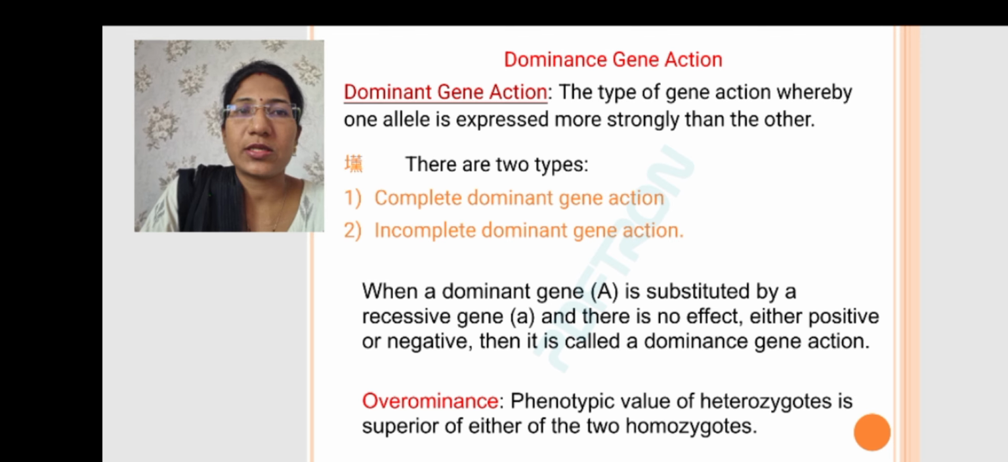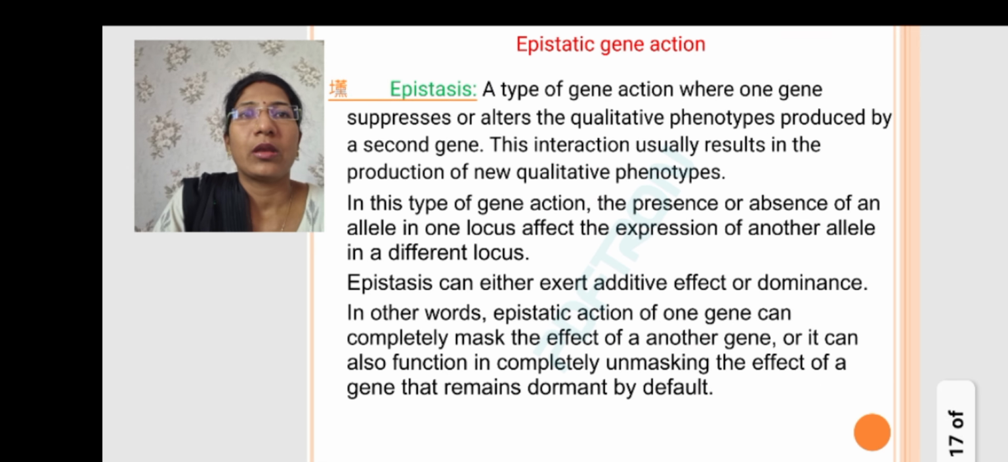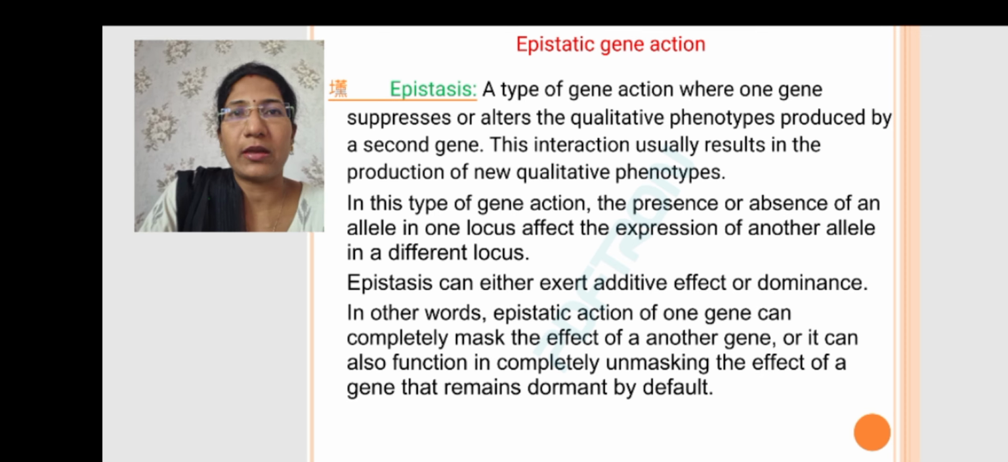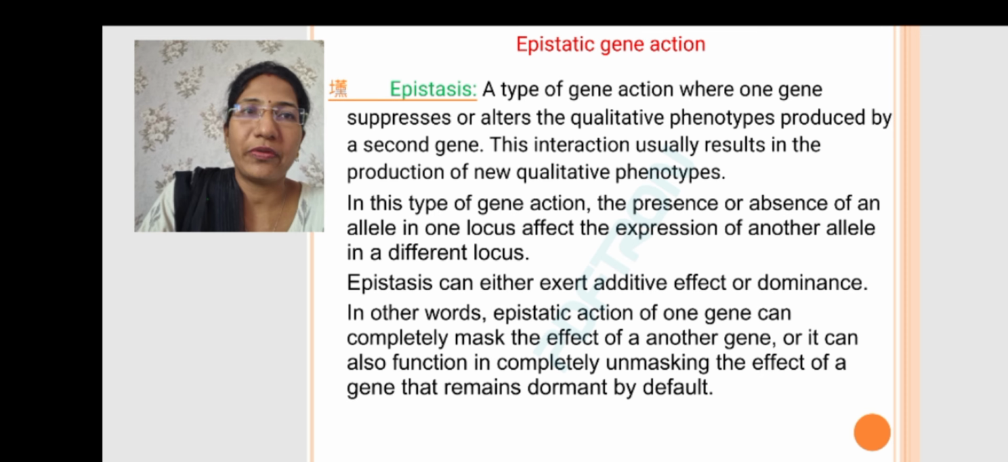Then over dominance: in over dominance, the phenotypic value of the heterozygote is superior to either of the two homozygotes. Then epistatic gene action. In epistatic gene action, one gene suppresses or alters the qualitative phenotype which can be produced by a second gene. This interaction usually results in the production of new qualitative phenotypes.